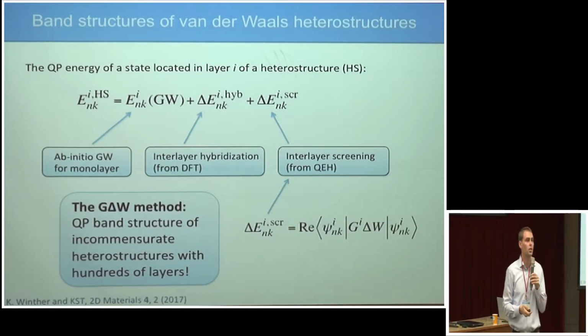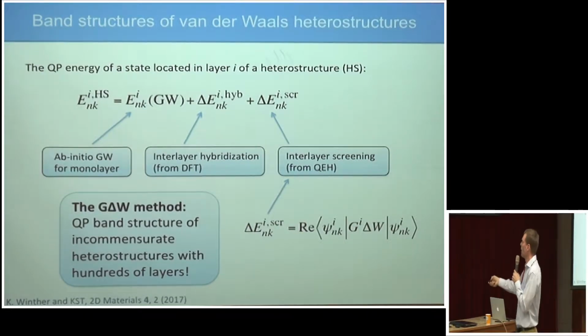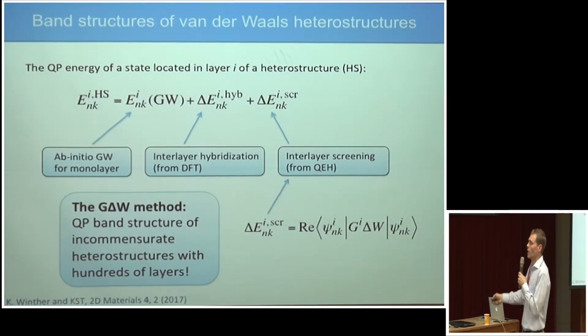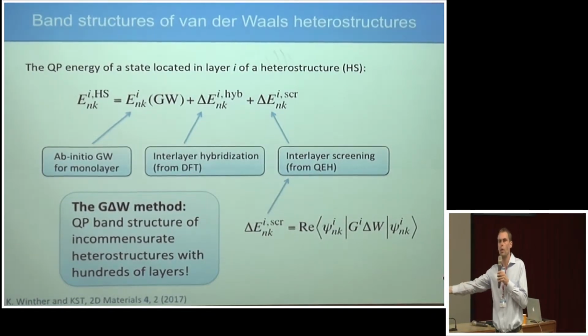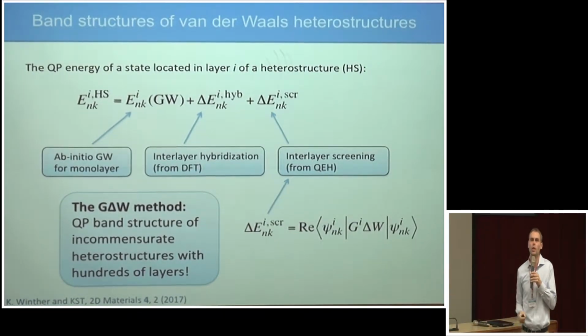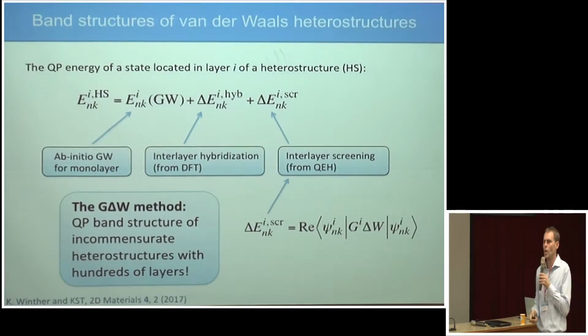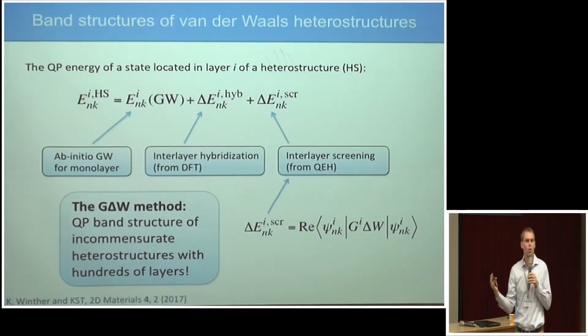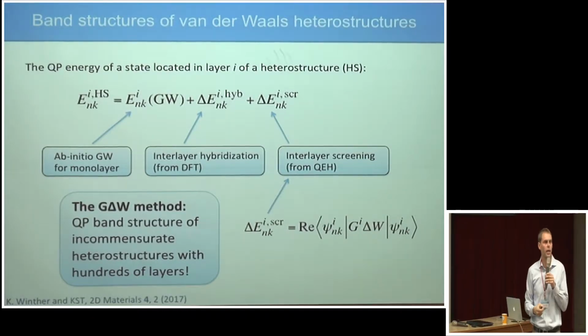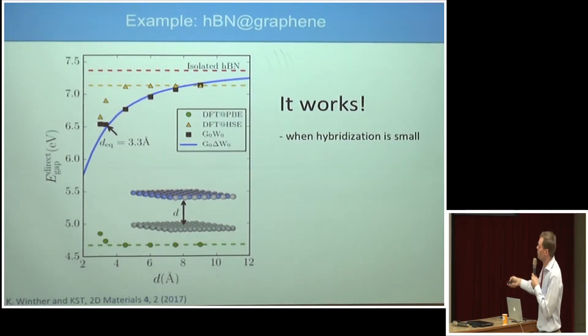But what is going to change is the screened interaction W. And the change in W between having the isolated monolayer and having the monolayer embedded in the heterostructure, that we can calculate with the QEH model. So this now gives us what we call the G delta W method, which is a combined quantum mechanical many-body and classical electrostatic approach for calculating band structures of van der Waals heterostructures. And it actually works very well.